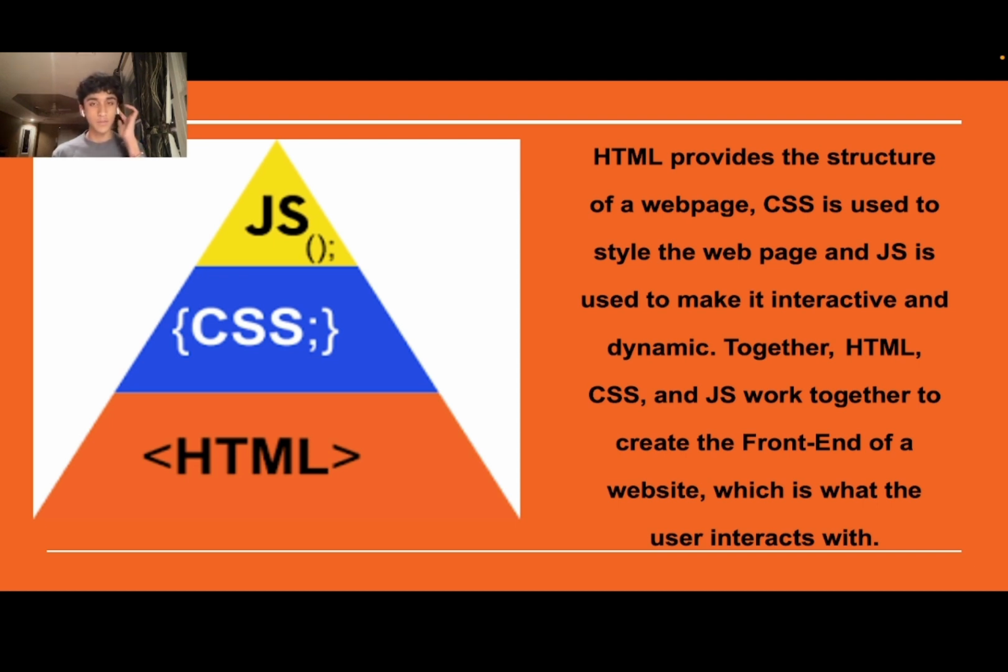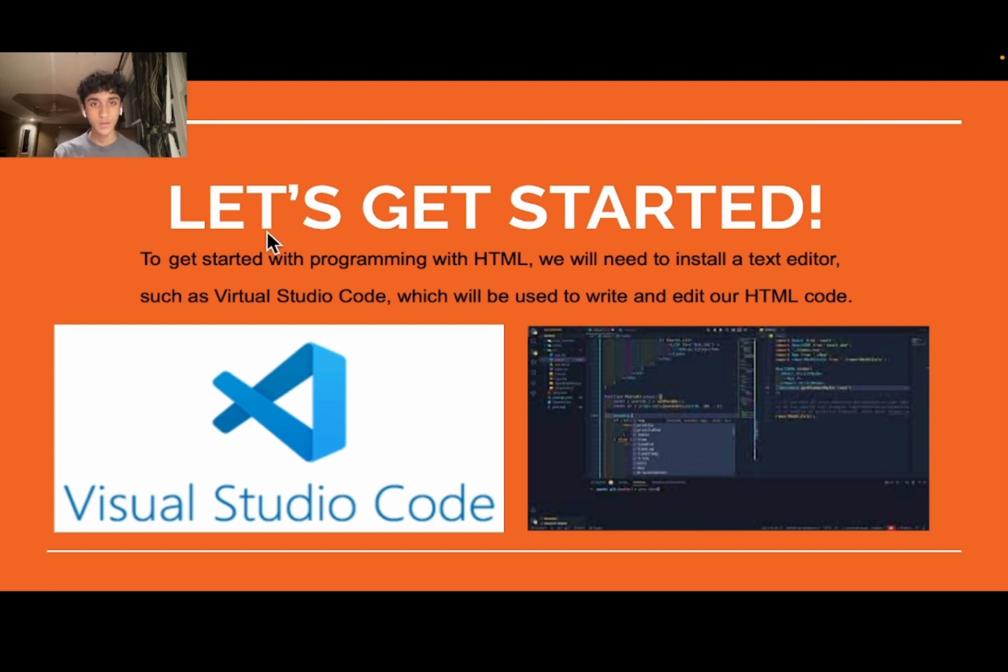It doesn't have a lighting system. It doesn't have a heating system. It doesn't have a water system throughout the house. So HTML basically creates the structure for the house. CSS creates the colorfulness and the appealingness for its customers. And then JavaScript creates the functionality for it, like the water system and stuff like that. So together, HTML, CSS, and JavaScript work together to create the front end of a website. And this is what the user interacts with. The user of the website interacts with the front end. So let's get started with programming with HTML.